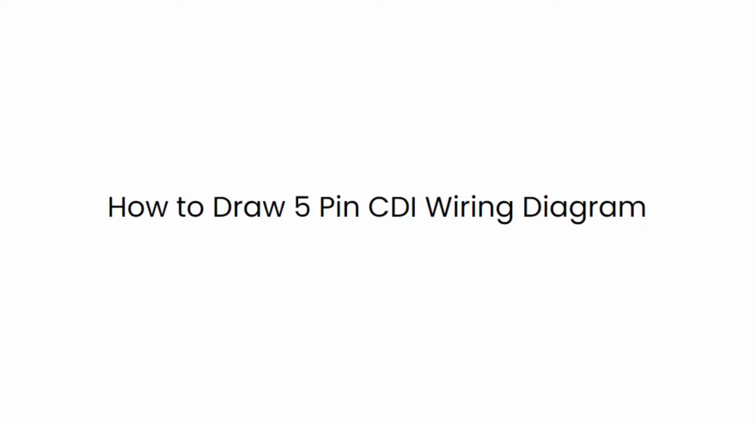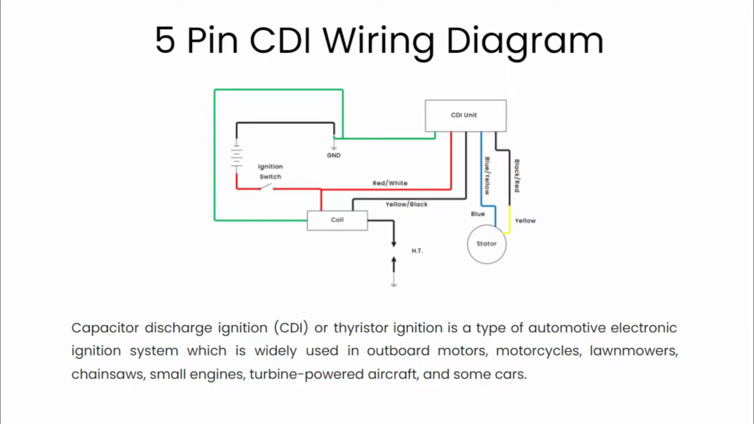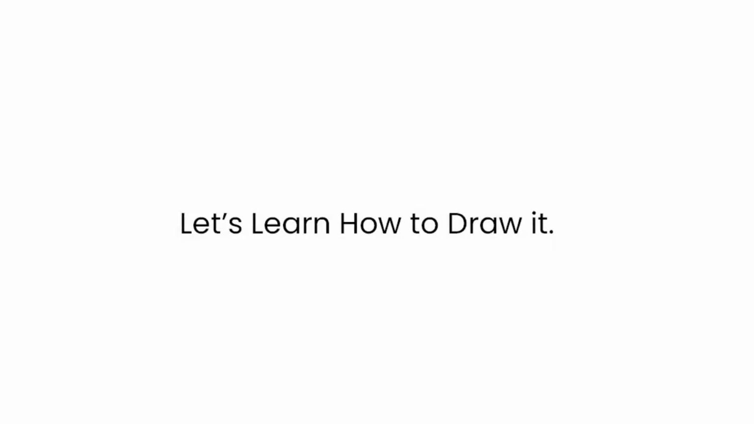In this video, we will learn how to draw a 5-pin CDI wiring diagram. Capacitor discharge ignition, or thyristor ignition, is a type of automotive electronic ignition system, which is widely used in outboard motors, motorcycles, lawnmowers, chainsaws, small engines, turbine-powered aircraft, and some cars. Let's learn how to draw it.